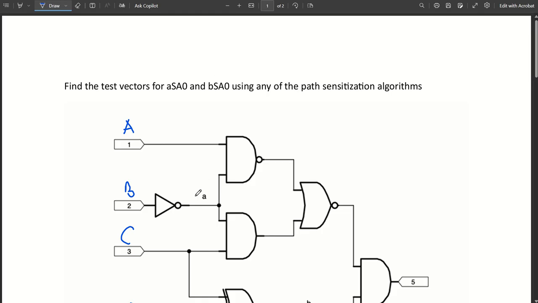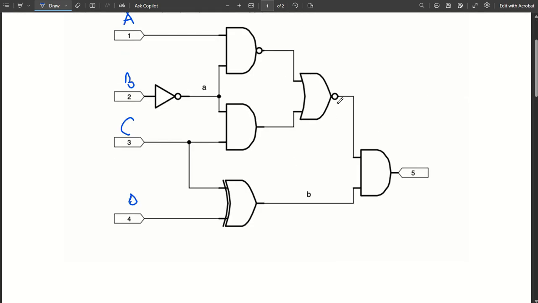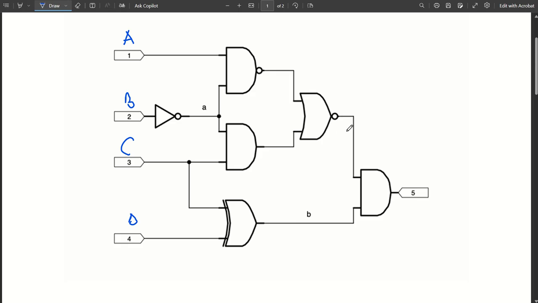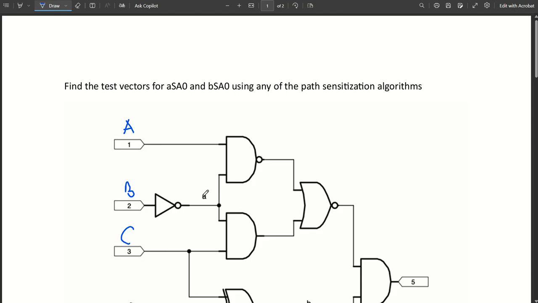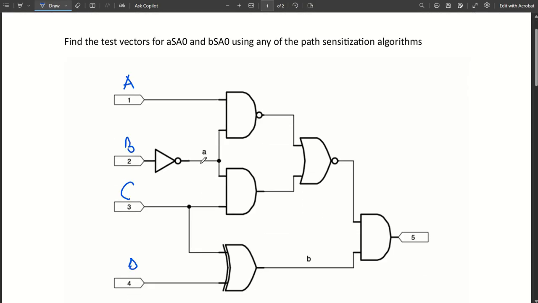So when they say A stuck at 0, it means that permanently this one is at 0, and it's a fault in the circuit. You see, it's not supposed to be so. Now we are assuming that our circuit has a fault. That's our perspective. Our circuit has a fault, but we don't know where the fault is from. So one assumption is that A can be stuck at 0, right?